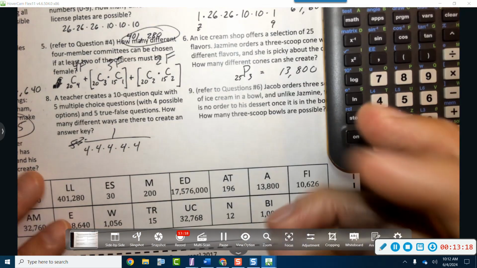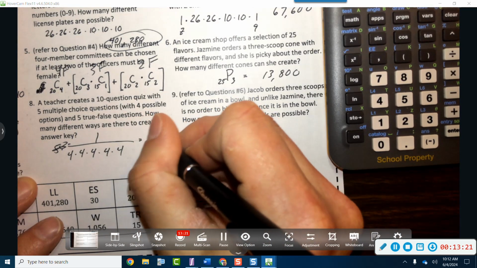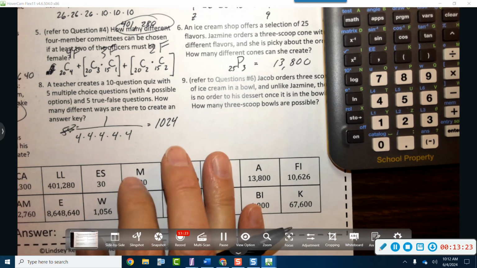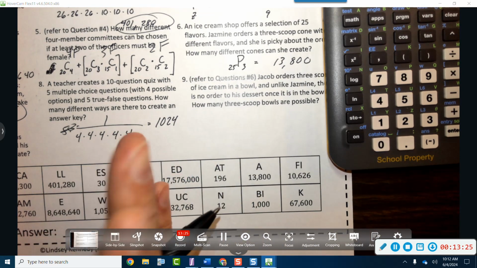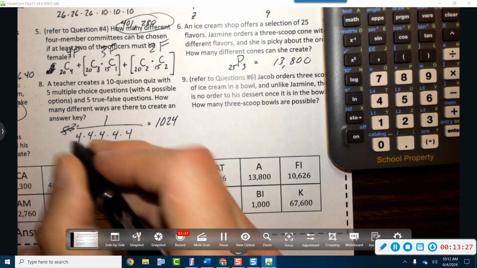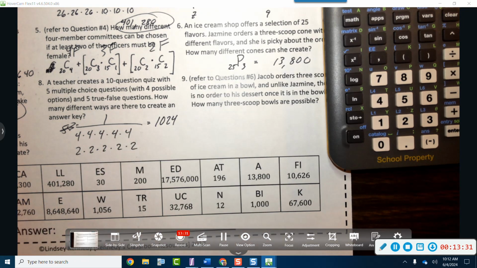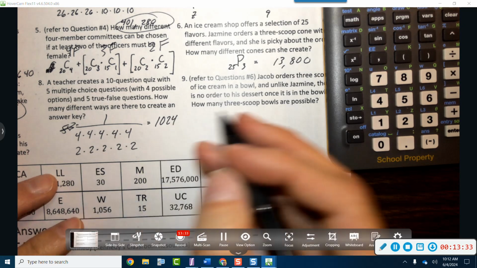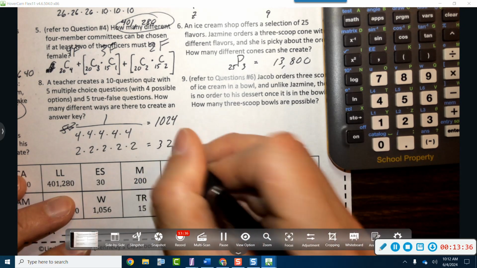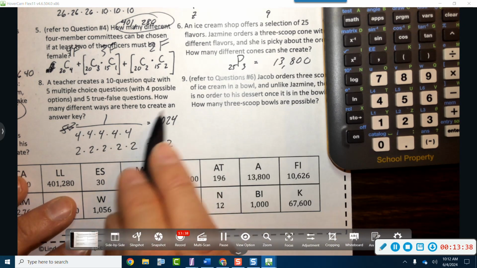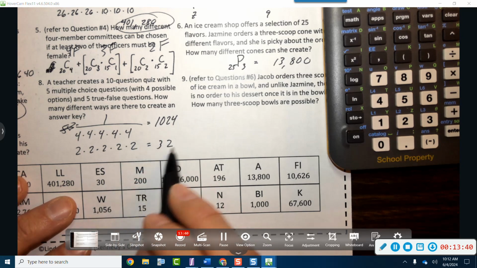Okay, it's 1,024. 1 out of 1,024. Now, what about the other ones? There's 5 true or false questions. Well, there are 2 possibilities for each, and 2 to the 5th power is 32. So that's the multiple choice part, and this is the true or false part.